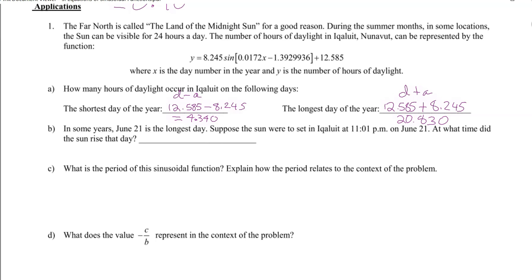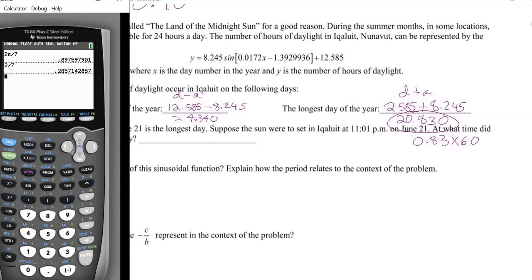Suppose the sun were to set at 11:01 p.m. on June 21st. At what time did the sun rise? Well, we know there were 20.83 hours of daylight, right? So we're going to back up 20.83 hours. Now we got to ask, what's 0.83 hours? So we're going to take 0.83 times 60, which tells us 49.8 minutes. So let's call that 50 minutes.